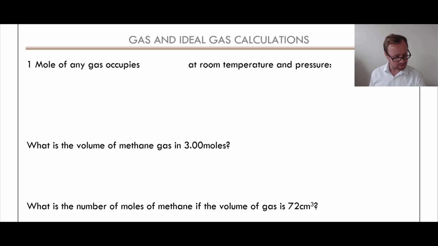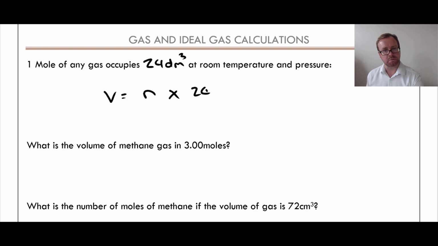Alright, so let's get started. So I'd like you to open up your booklet and we will begin. So 1 mole of any gas occupies 24 dm cubed at room temperature and pressure. So this means that I can calculate the volume of any gas by doing number of moles of that said gas times by 24, and this will give me a value in dm cubed.